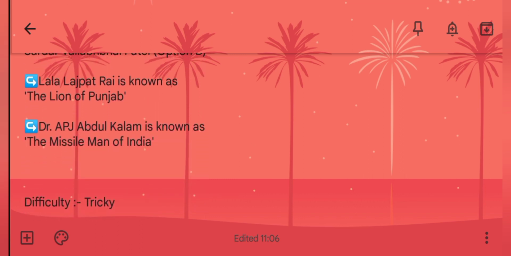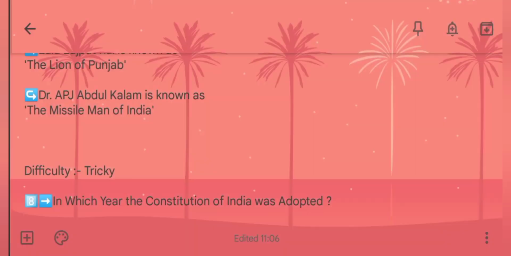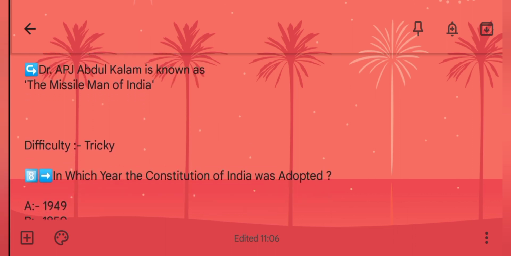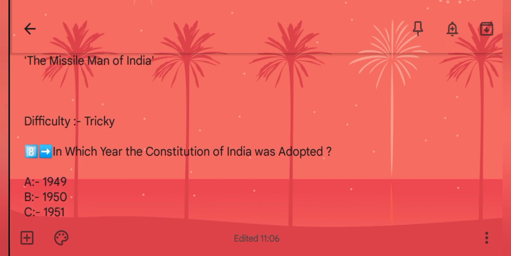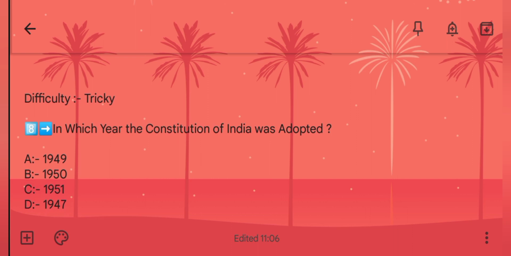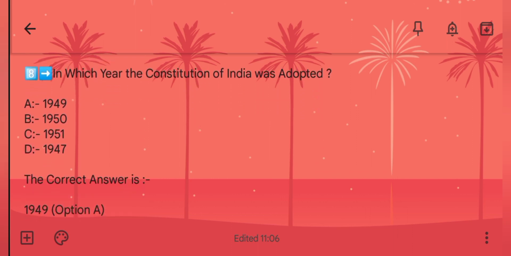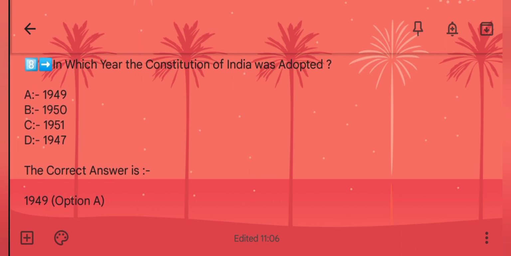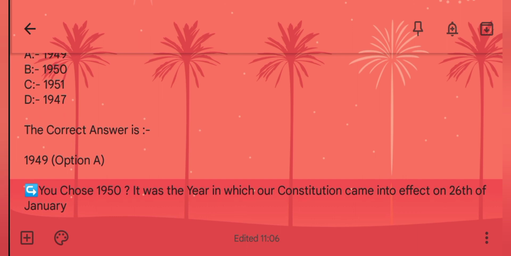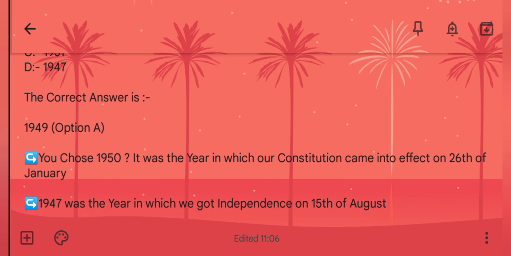Now let's move on to a tricky difficulty question, which must be tricky for almost all of you. Okay, in which year was the Constitution of India adopted? Option A, 1949, B, 1950, C, 1951, D, 1947. The correct answer to this question is 1949. You guys must be thinking that it is 1950, but it is not correct. 1950 was the year in which our constitution came into effect on 26th of January. Okay, 1947 was the year in which we got independence on 15th of August.